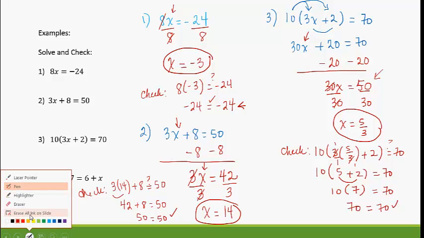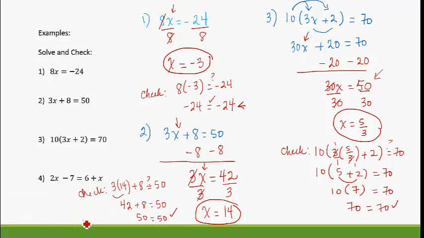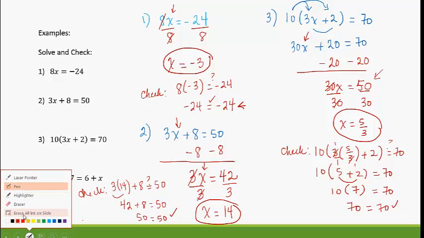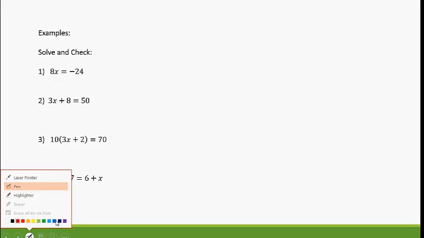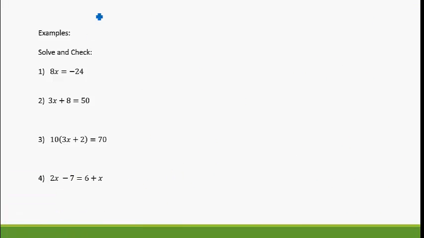Alright, so I'm going to erase this so I have room to do that last problem. You can obviously go back in the video if you have any questions and want to see those. Let's take a look at this last problem here. This last problem is number 4: 2x minus 7 equals 6 plus x.